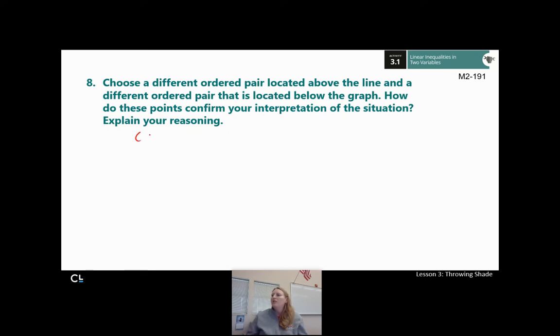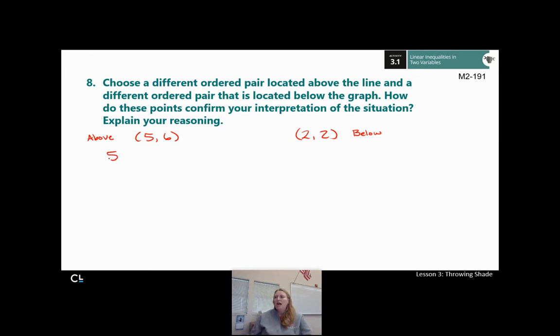So I picked 5, 6, and I picked 2, 2. We said this one was above. And we've noticed up to this point, our solutions have all been above. And then I picked this one, which is below, right? And we've noticed that the ones that didn't meet the 20-point goal were below. So let's see what happens if I actually work this out.